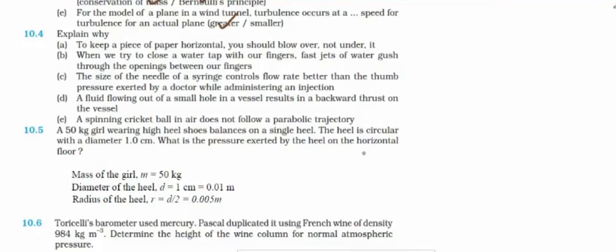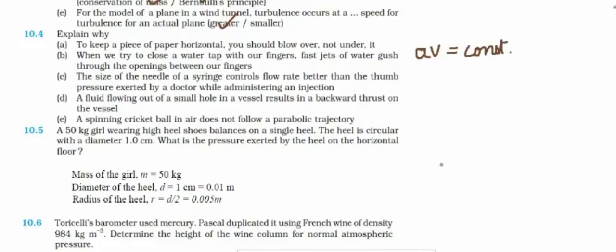Then part B, when we try to close a water tap with our fingers, fast jets of water gush through the opening between our fingers. The reason is the equation of continuity, AV equal to constant. So when area of cross section A decreases, the speed V increases.